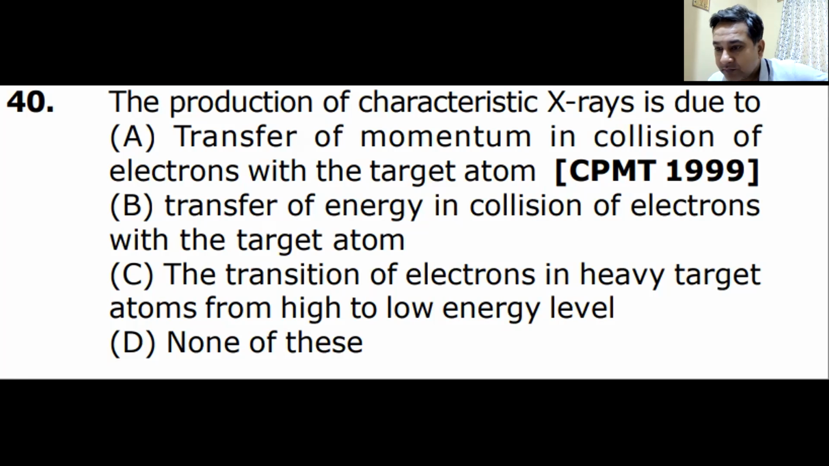Option B, sir. Transfer of energy in collision of electrons. Characteristic X-rays, beta. You forgot how characteristic X-rays are produced. Can't help it. Forgotten how characteristic X-rays are produced? How are characteristic X-rays produced, beta? Anyone?